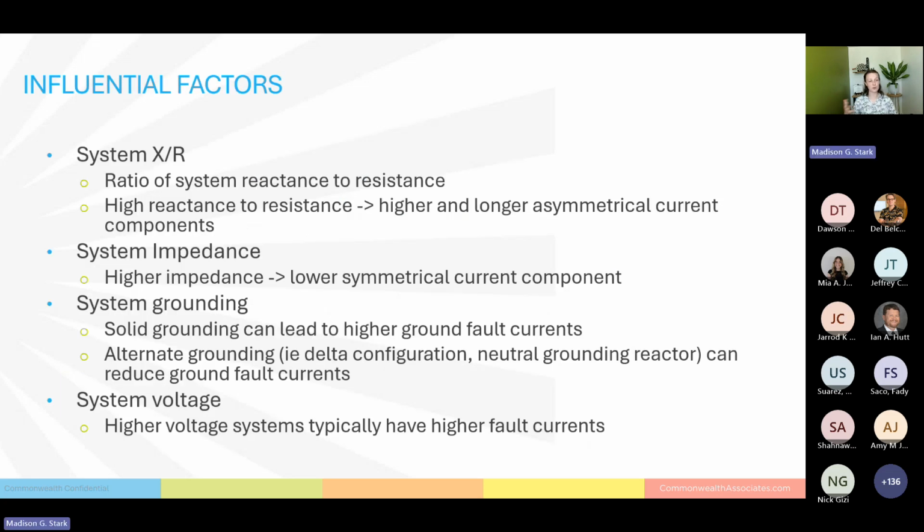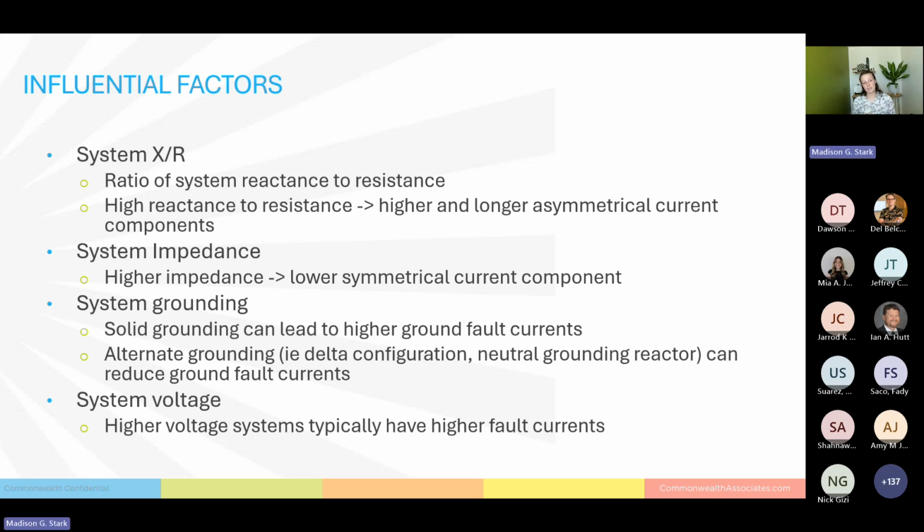What influences it? There's a lot of things that influence it, but some of the key components that you're really looking at for what influences short circuit. The first is the system X over R ratio, which is the ratio of system reactance to system resistance. In a system that has a high X over R ratio, you're going to see higher and longer asymmetrical fault current. So that asymmetrical current component is that DC component, that offset that you see. And that is really heavily impacted by the X over R ratio.